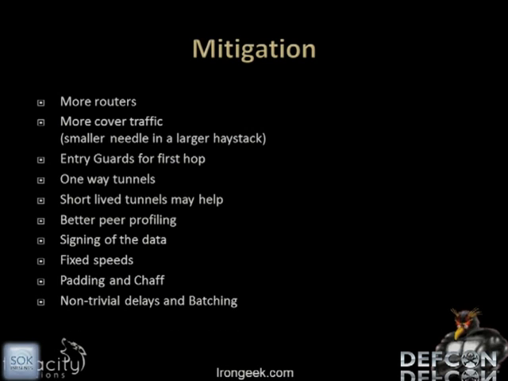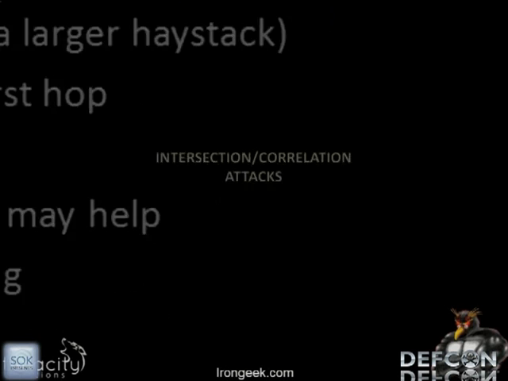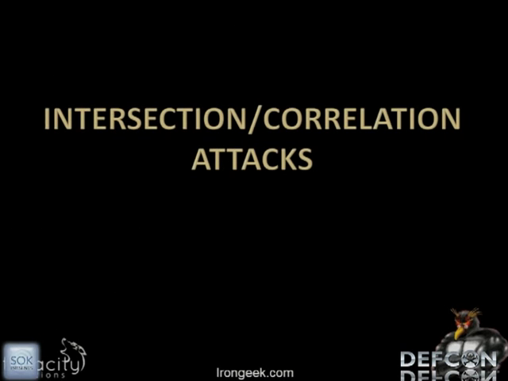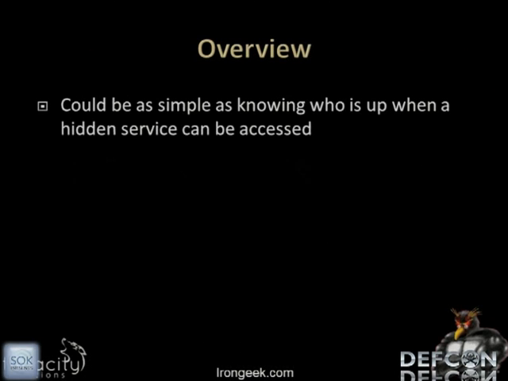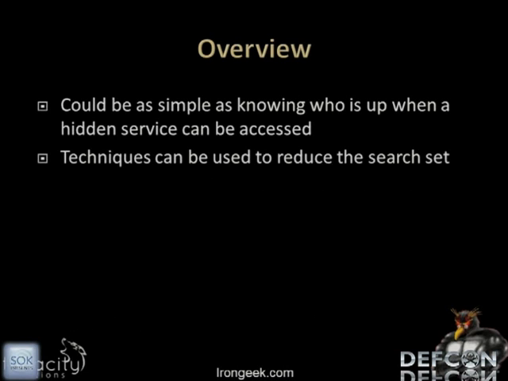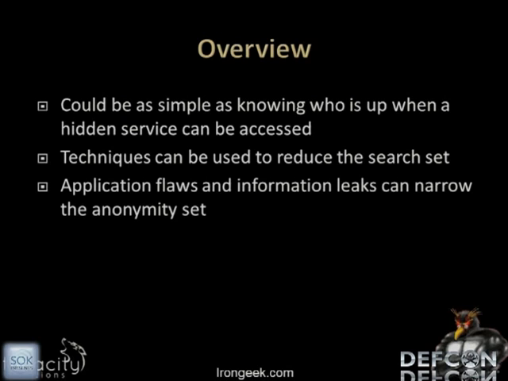Also, non-trivial delays, making a message wait a while before it's sent out, can also confuse an attacker. For low latency protocols like HTTP, this really isn't so much of an option. But for things like mail, does it really matter if it gets there a minute from now or 5 minutes from now? Probably not. Then there's also intersection and correlation attacks. This could be as simple as knowing who's up in the hidden service at the same time as the public IP address is available. These techniques can be used to reduce an anonymity set, maybe not necessarily outright reveal someone, but at least help you in profiling them.